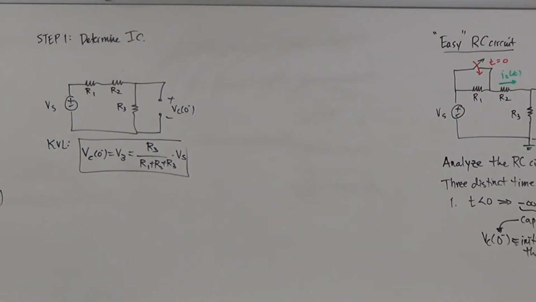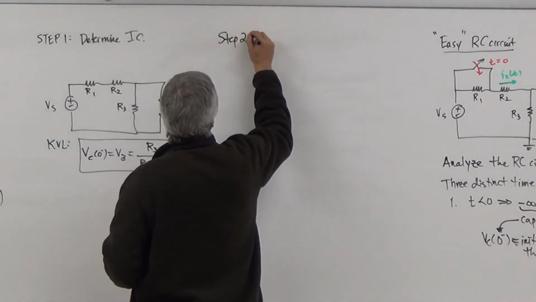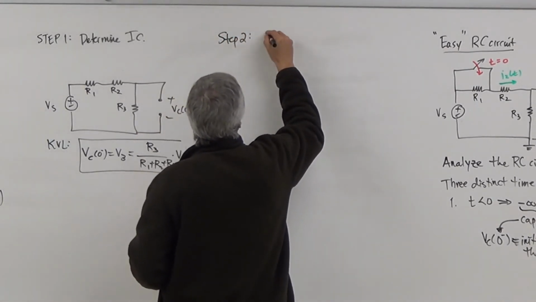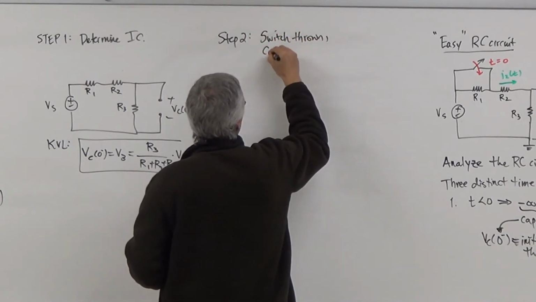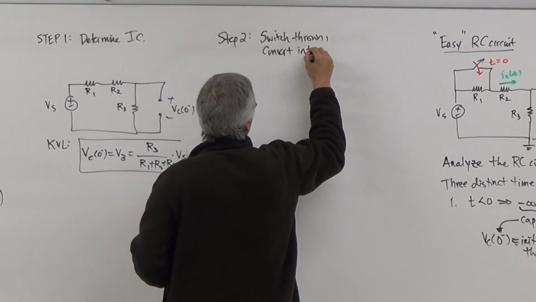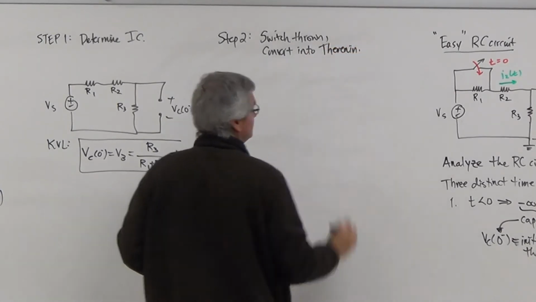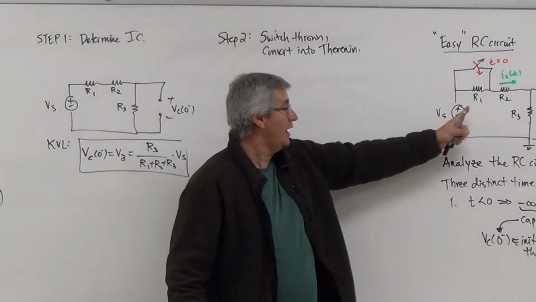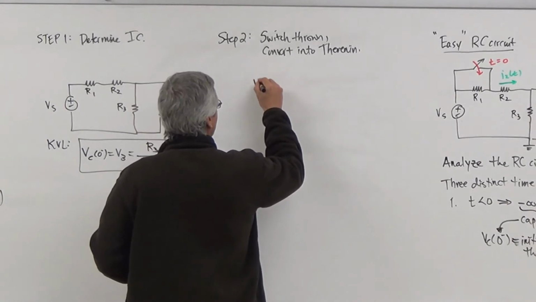So now, what do I do next? I throw the switch. After I throw the switch, I convert the circuit into a Thevenin circuit. So then I come over here and I go step 2. I'm going to say switch thrown, convert into Thevenin. So when I throw this switch, I'm losing R1 now. So what you're seeing here is that my circuit now looks like this.